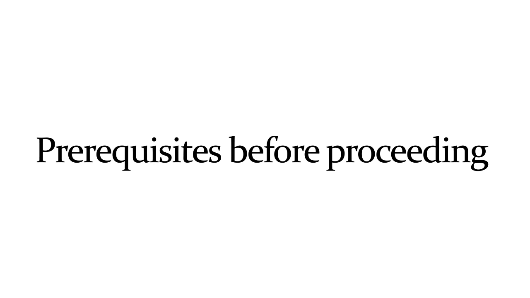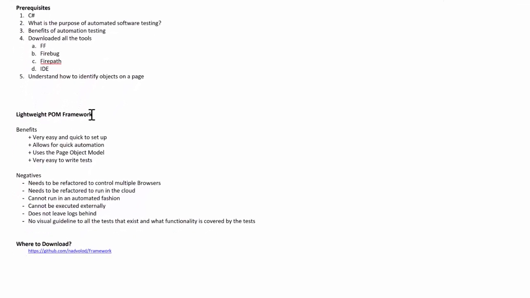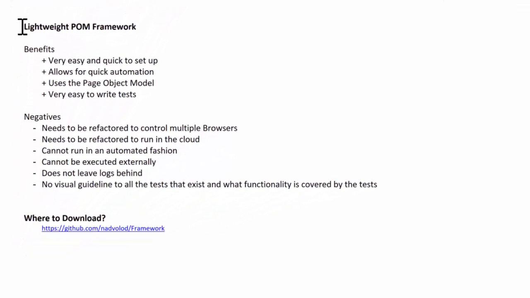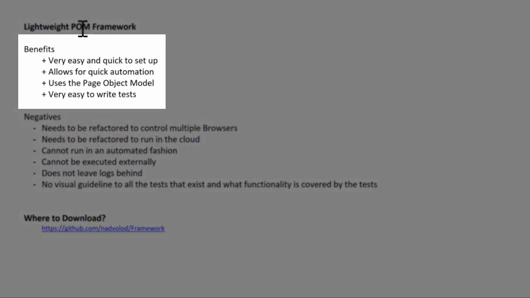All right. So this framework that we're gonna work on, I'm calling it the lightweight POM framework. POM stands for Page Object Model, which I'll teach you guys in a little bit. Some of the benefits that it has are that it's very easy and quick to set up. It allows for quick automation because we can set up so quickly, we can write tests very quickly. It obviously uses the page object model, and it's very easy to write tests.